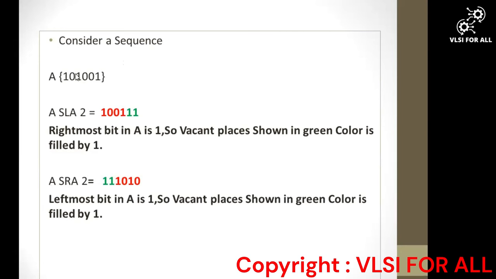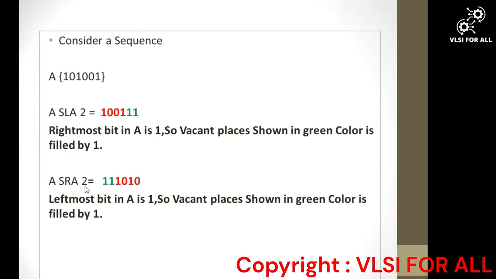So 1001 comes here, and these two positions will be vacant. If we are doing a left shift, then it will be filled by the rightmost bit. Here the rightmost bit is 1, so it will be 1 1. So the rightmost bit in A is 1, so the vacant place, shown in green color, is filled by 1.